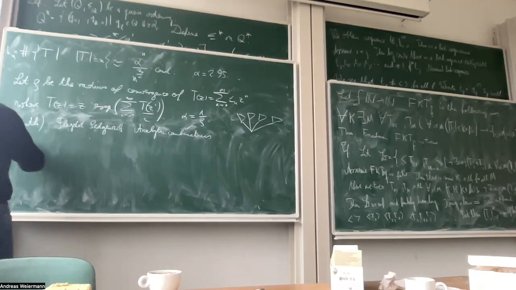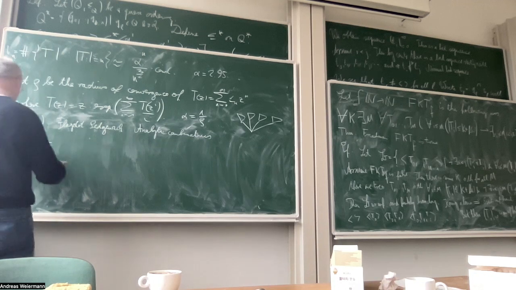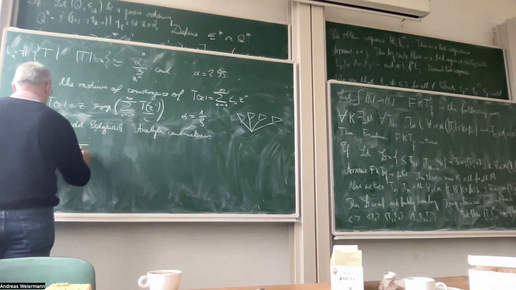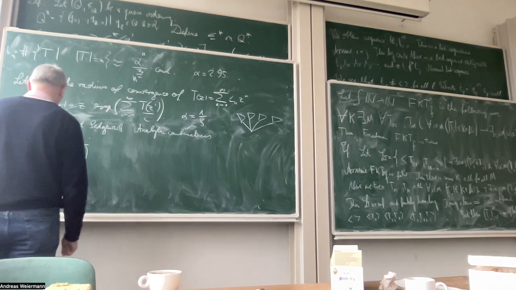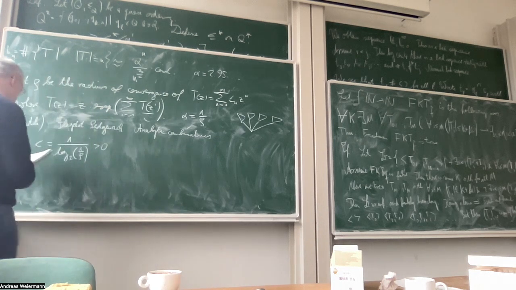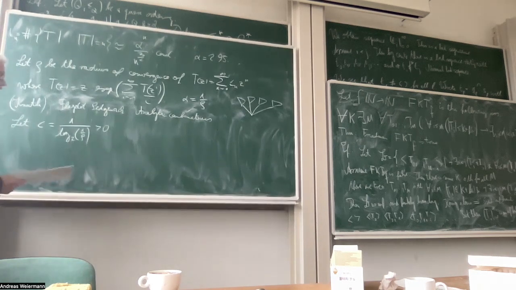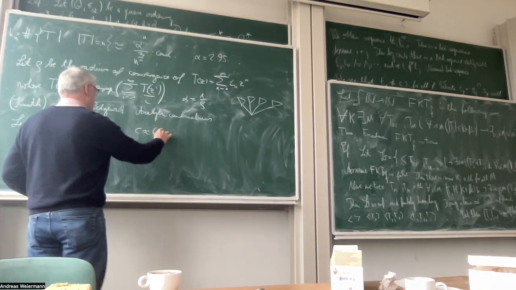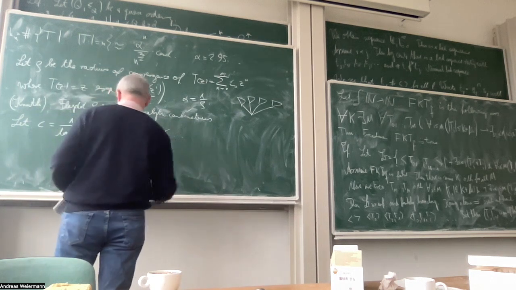Now let's see the mysterious constant, namely 1 divided by the binary log of 1 over rho. It will be bigger than 0. It's basically about 3.6.